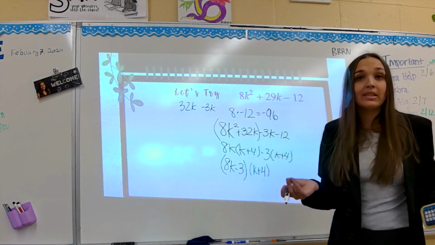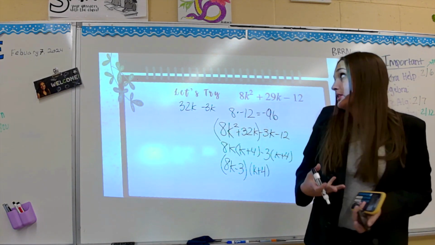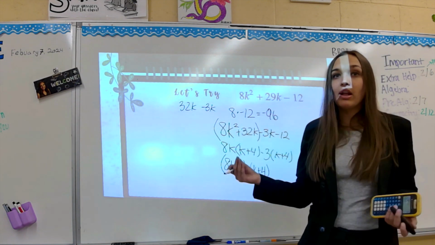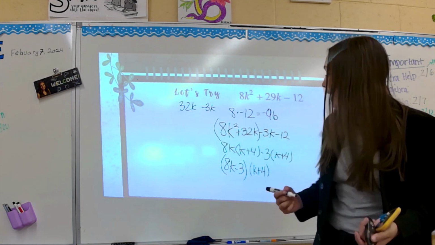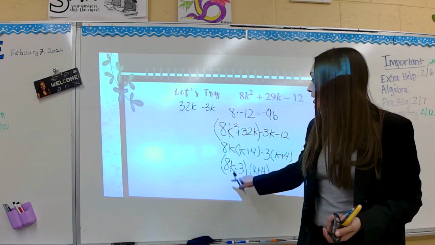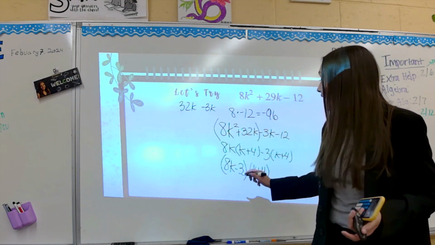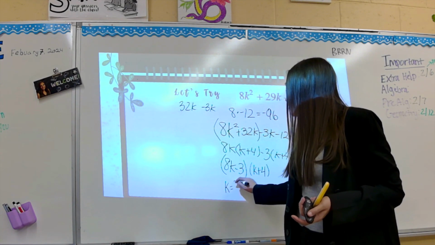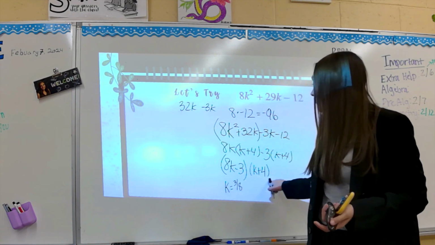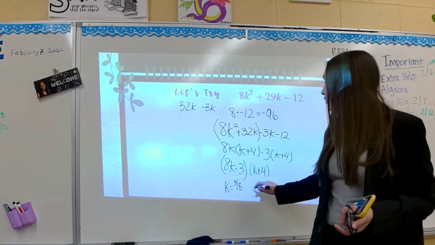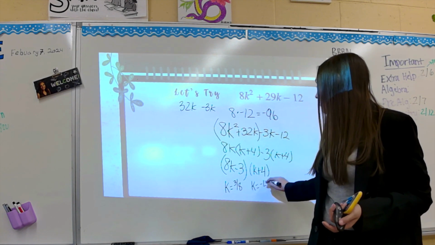Then if I wanted to find my zeros, my true solutions, because it asks us to factor it, but a lot of the times they're asking for the solutions as well, I would set this equal to 0. I would get 8k minus 3 equals 0 to find my zeros, and that gives me k equals 3/8. And if I set this equal to 0, I subtract 4 over, I get k equals -4.